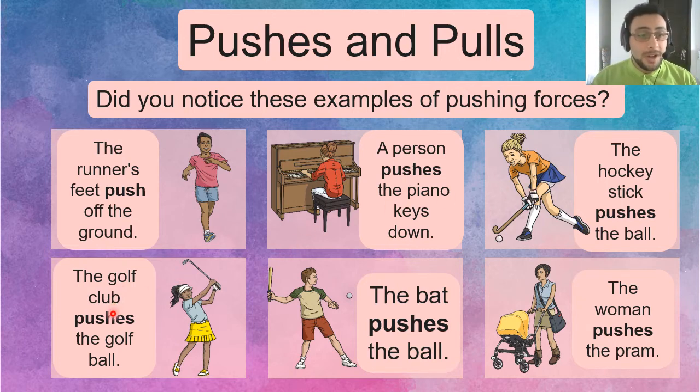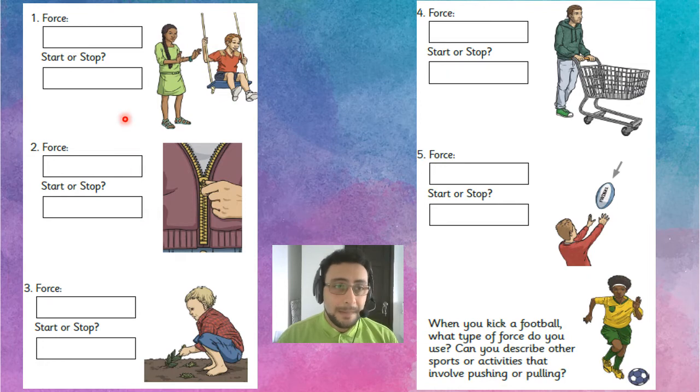The golf club pushes. See, she is playing golf. You push the ball into the air. Or the bat pushes the ball. If you play baseball, for example, you hit and push the ball, right? Or look at this little stroller. Oh, so cute. Mommy has to push the little cart, right? So she pushes it. So let's see.